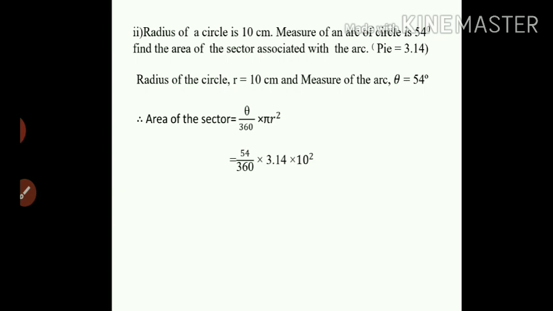Now students, see what we will do. 54 upon 360 will write as it is, multiply by 3.14. 10 square will be 100, so I am taking 100. Now when you multiply 3.14 into 100, we get 314, that is 54 upon 360 into 314. Now when you carry out the simplification, you get 47.10 square centimeter, means area of sector is 47.10 square centimeter.